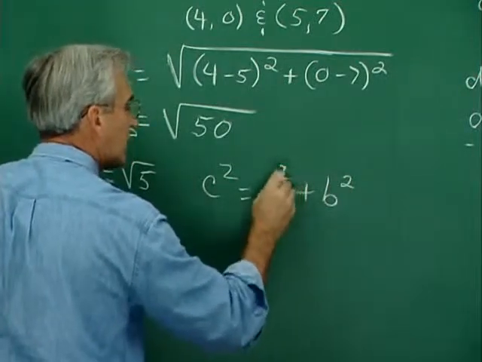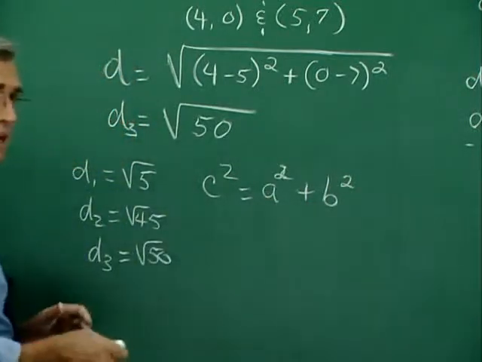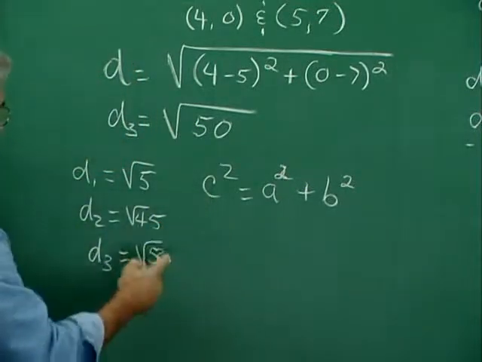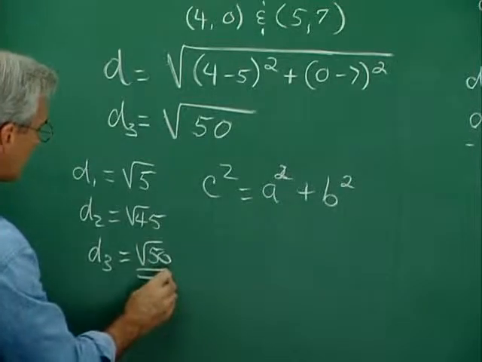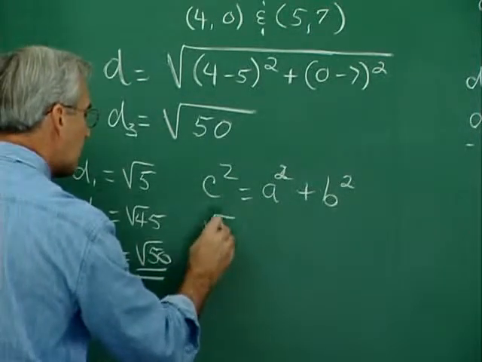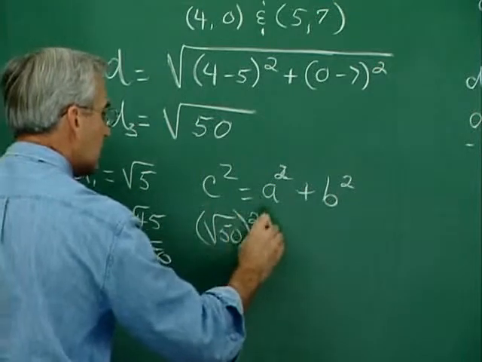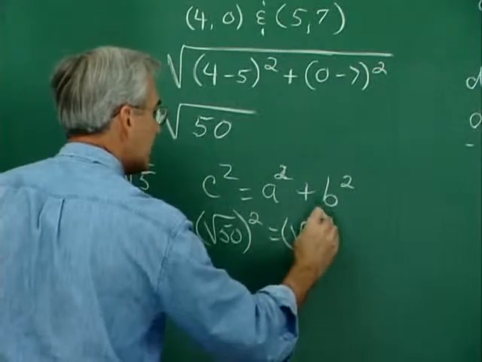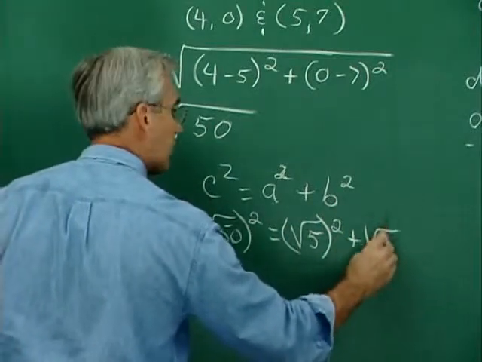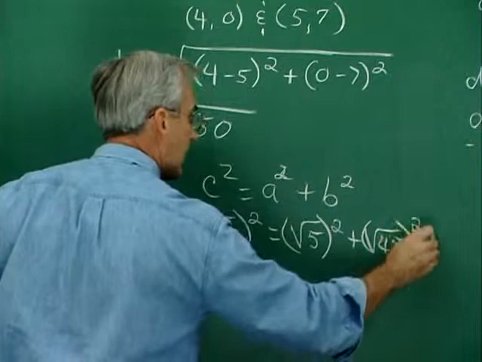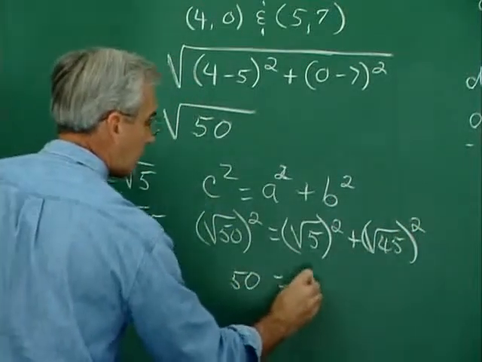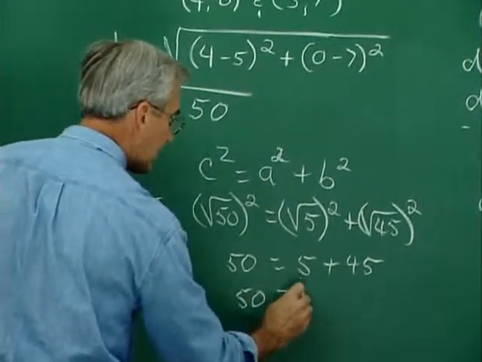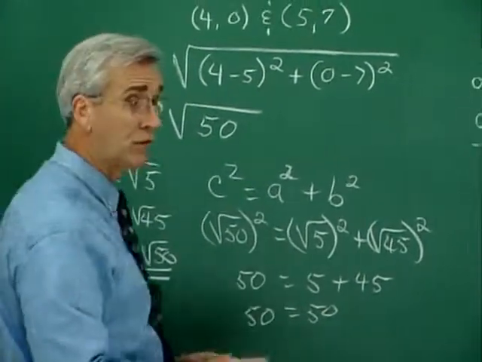Well, gee, what's a and b? Well, a and b are the legs of a supposed right triangle, and c is the hypotenuse. C is the longest side. What would be the longest one of these? Oh, it would be this. So is it the case that the square root of 50 squared equals the sum of the squares of the other two sides? That's the square root of 5 squared plus the square root of 45 squared. So this would be 50 equals 5 plus 45. Oh, sure, 50 is indeed equal to 50, and therefore we do have a right triangle.